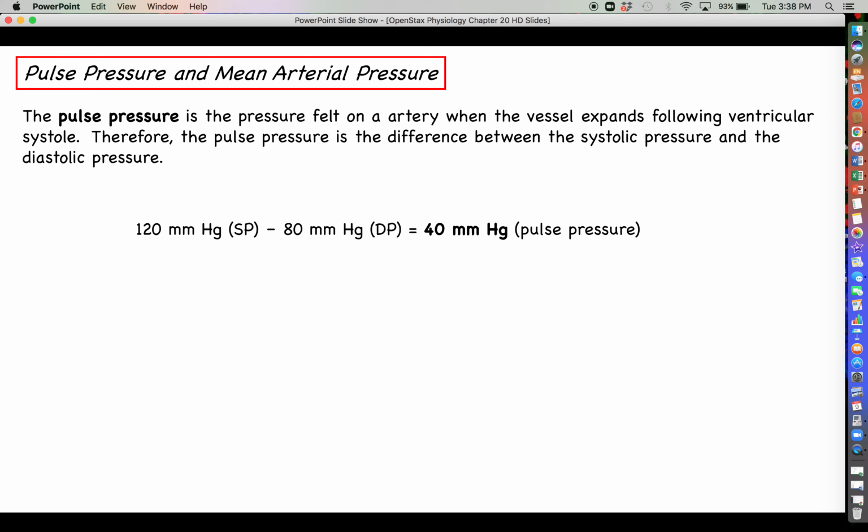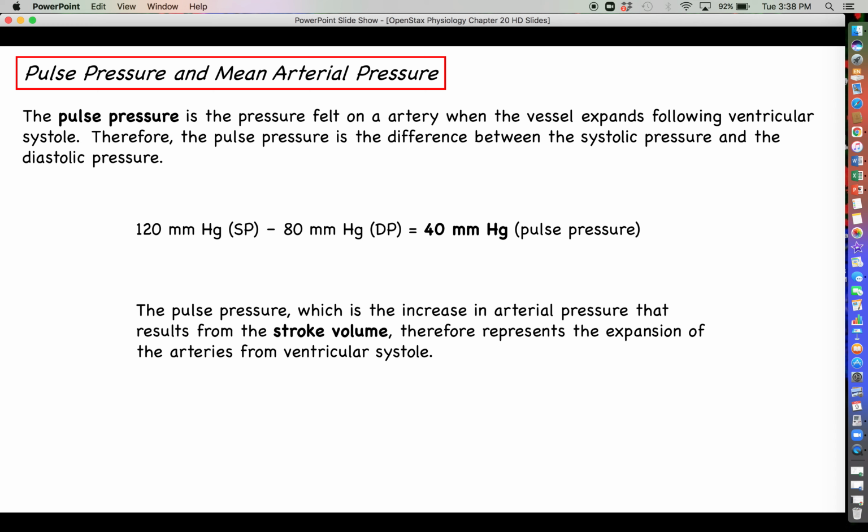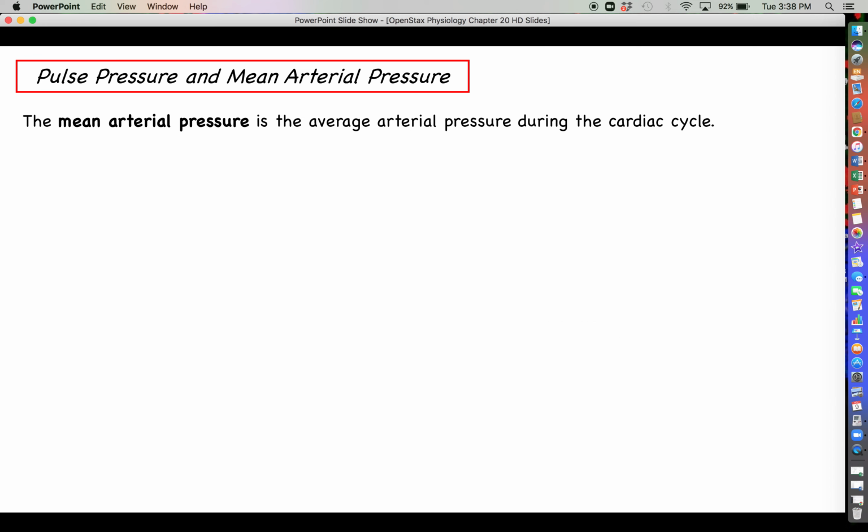So if someone has a fairly normotensive blood pressure reading of 120/80, you would just take 120, subtract 80, and boom, you've got your pulse pressure of 40 millimeters mercury. As I said before, the pulse pressure is just going to be the increase in pressure that you feel from the delivery of the stroke volume.